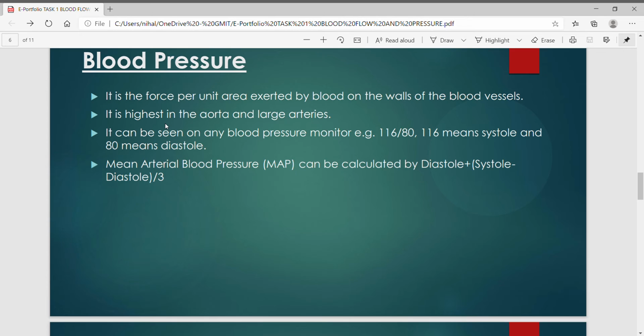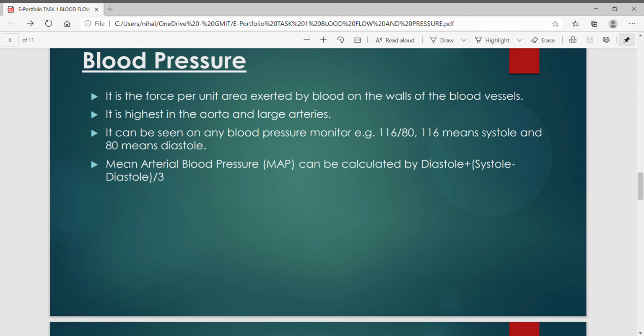Now, when you get your blood pressure checked, you will see in the monitor two sets of numbers. Basically what they mean is, I've provided an example here, maybe 116. 116 means systole, and systole is when the ventricles contract. And there's also the 80, and this means diastole, which is when the ventricles relax.